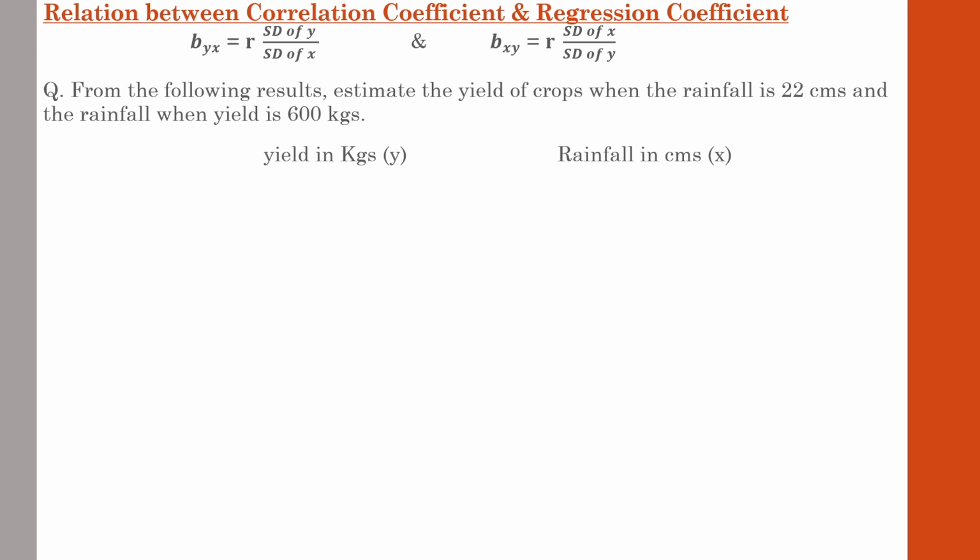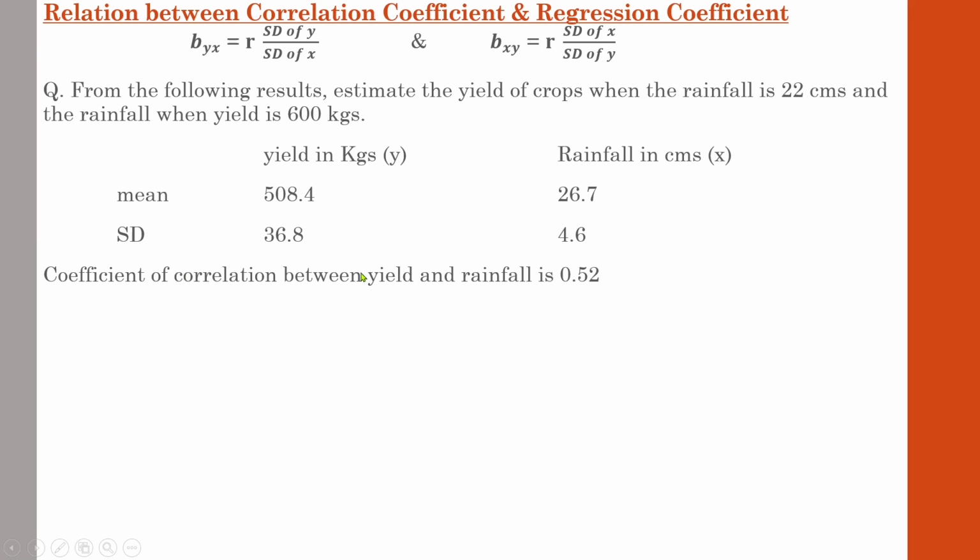So let us pinpoint the details given. Y and x are given; yield is represented by y, rainfall is represented by x. The mean of y and x is already given. Standard deviation is also given. So the correlation coefficient between yield and rainfall is also given. Whenever you come across a question like this where mean, standard deviation or correlation coefficient is given, surely you have to follow this method.